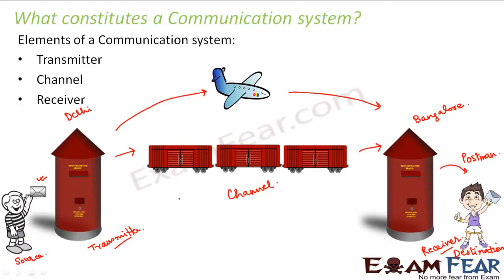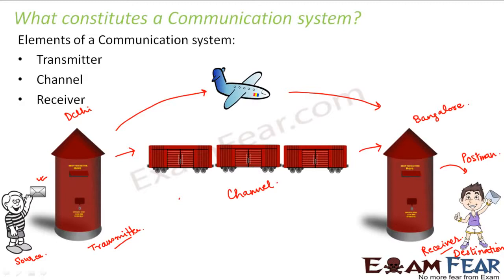So once you go there with that information in the format, what will the post office in Delhi do? It will transmit the information. So that information will then travel through a channel. What is that channel? That channel might be rail. This might be air, if it is a flight, then it will reach the receiver. And who is the receiver? The receiver is the post office in Bangalore.